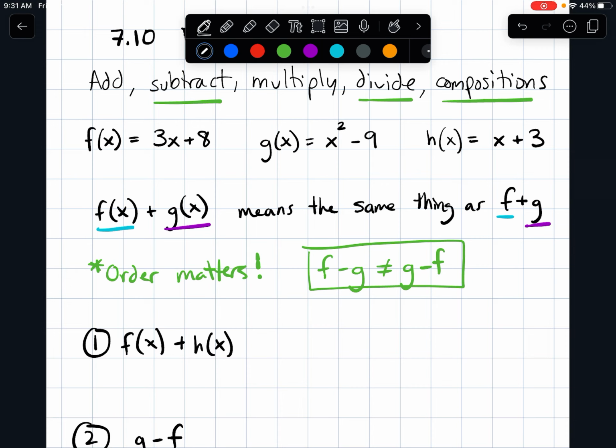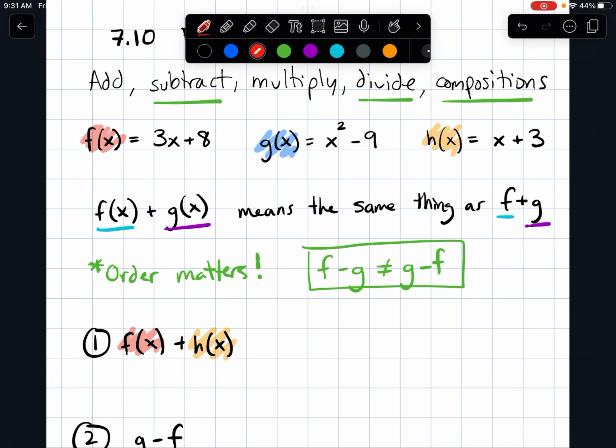So let's start off with something like f of x plus h of x. And I'm going to highlight which ones we're using. I'm going to do f of x in red, I'm going to make g of x blue, and I'm going to make h of x orange. That way we can see what I'm using for these.